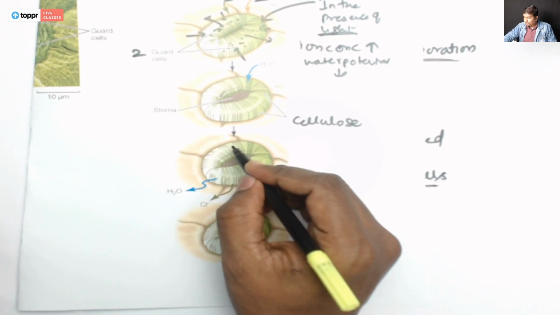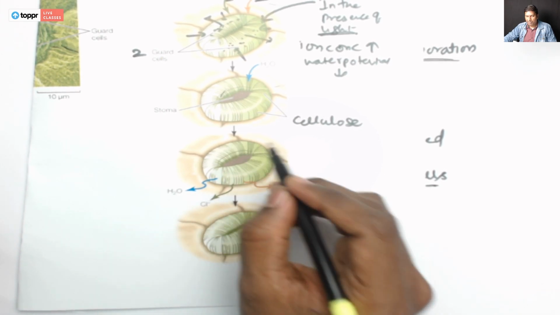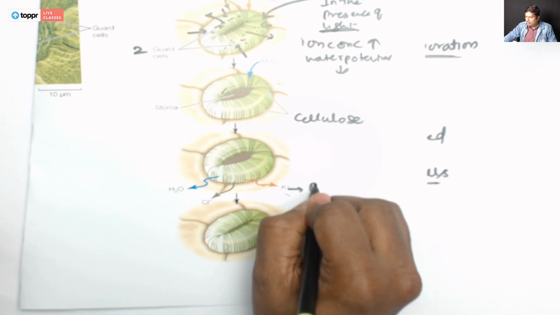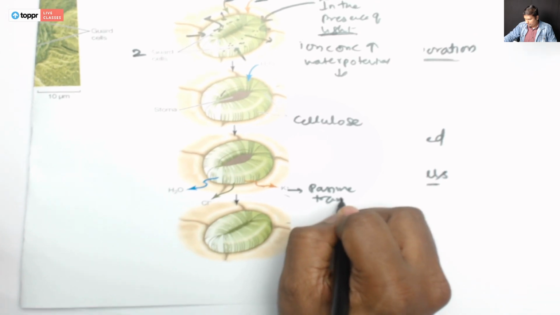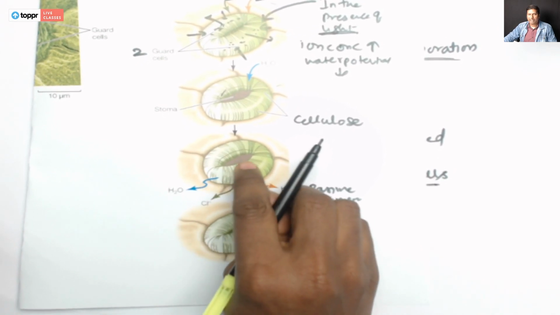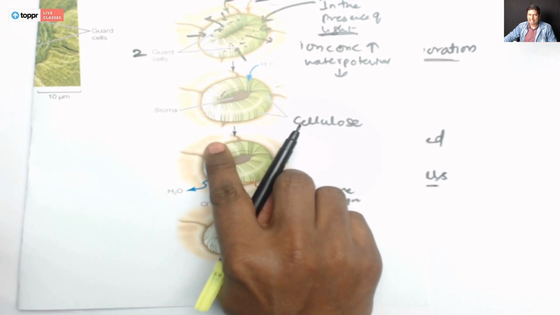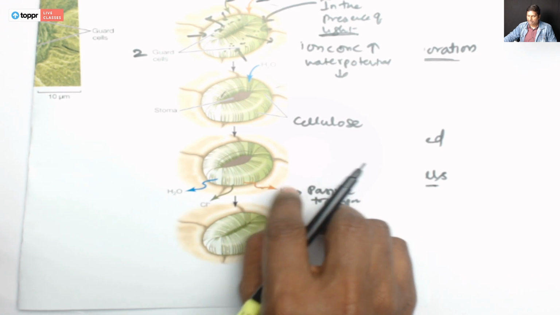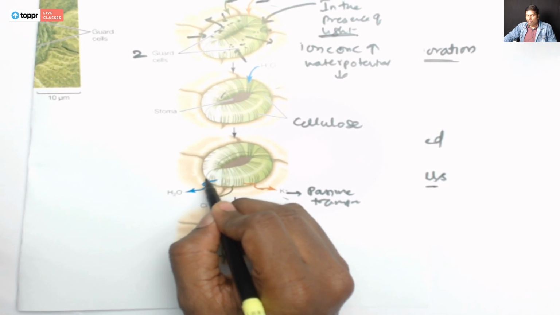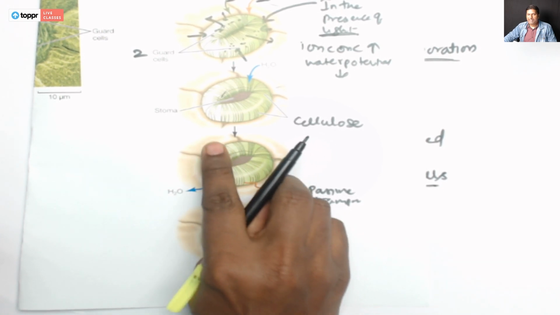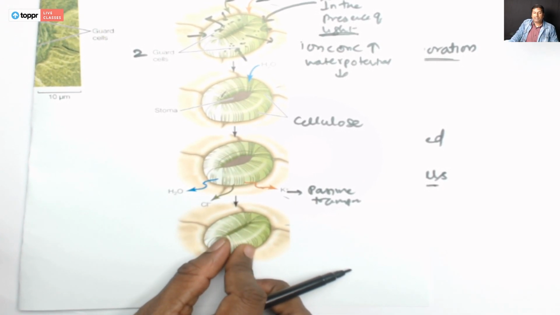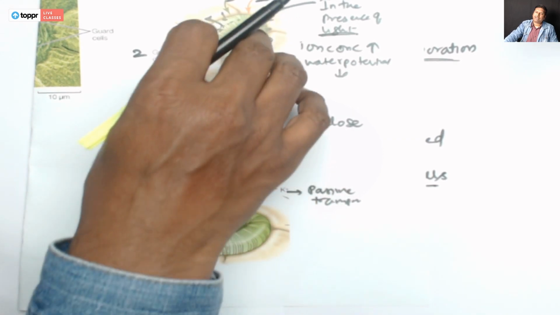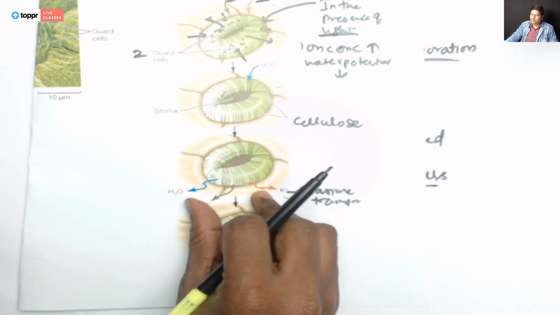Now what will happen during the night time? During the night time, when there is no light, the potassium and chloride ions will simply move out of these guard cells through passive transport. No energy is used here. It's not active transport. They'll simply move out. When they move out, the water will also come out. When these cells lose water, obviously the entire thing will be closed again. So this is how transpiration is controlled.